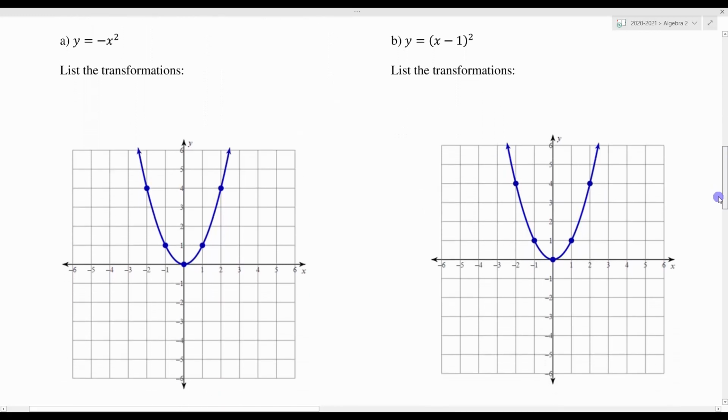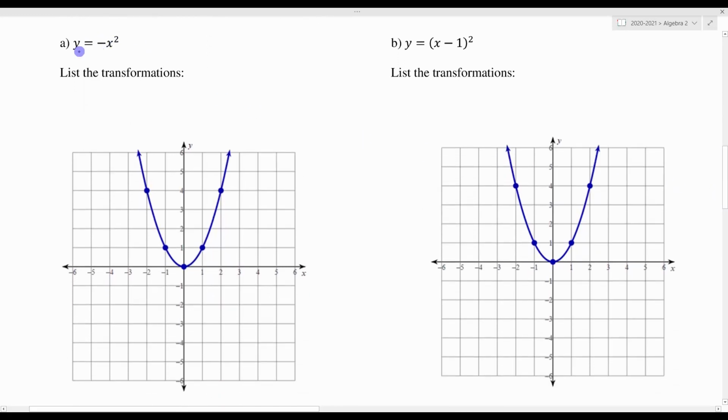All right, so in our first problem, our goal is to graph this function right here, y equals -x squared, and we want to do it using the transformations. So we see that negative out front of the x squared, and this indicates that there has been a reflection.